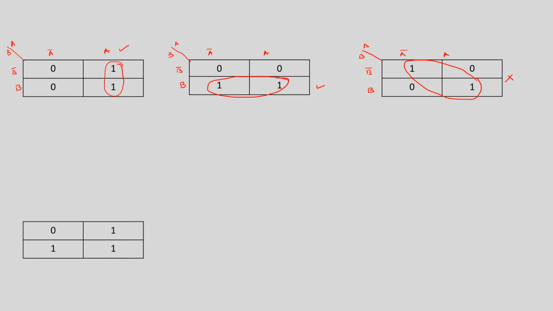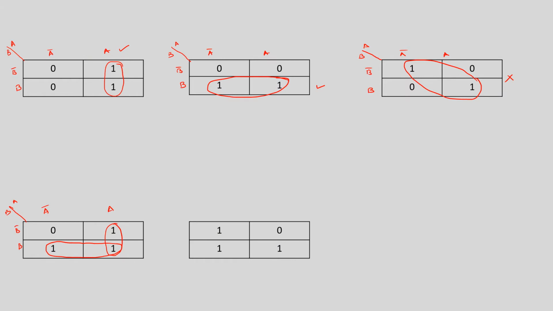See the fourth K-map. Here we are having inputs again A, B. This is your B bar, B. This is your A bar, A. Now these two ones are vertically adjacent, so we can form a pair. And these two ones are horizontally adjacent, so we can form a pair. See the fifth one. Here we are having again A, B. This would be A bar, A. This would be B bar, B. So these two ones can form a pair, and we can have a pair like this also.